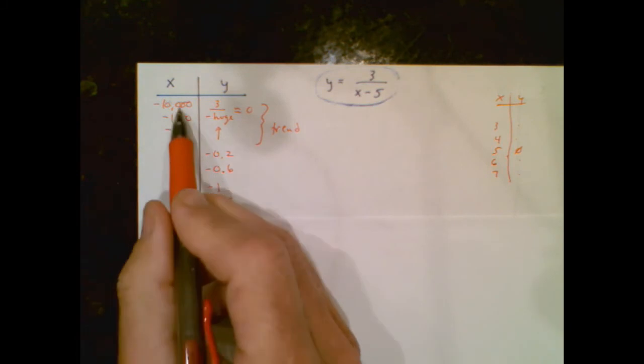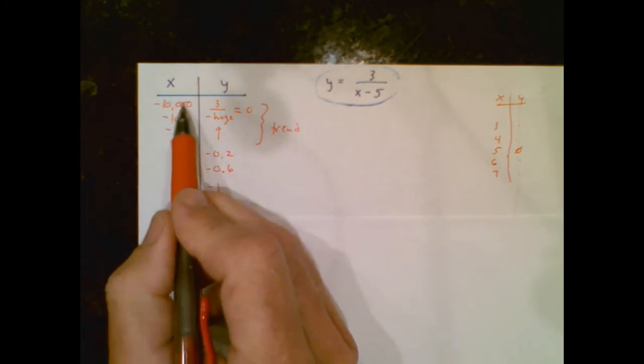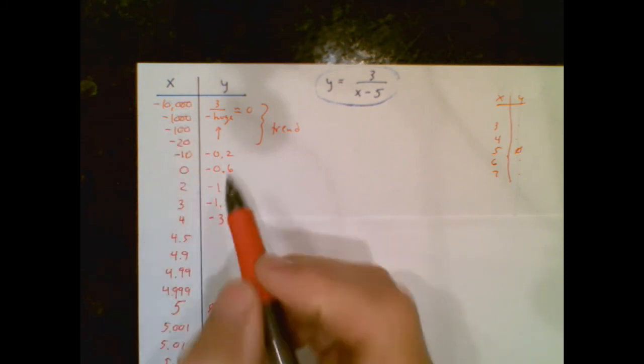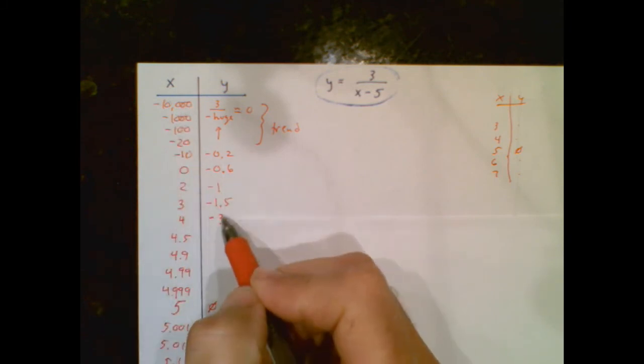So the more I go in this direction, the more my result gets closer and closer to 0. And you can kind of see that coming here as these are trending towards 0. The same thing is going to happen down below. I'm going to have to adjust here.